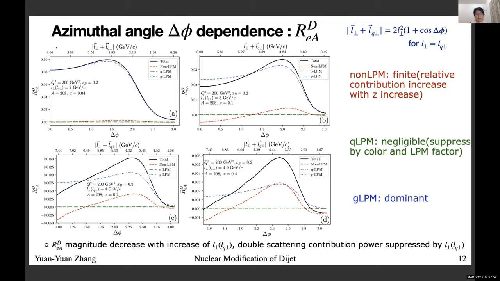In this plot, we have a double x-axis, and we show a full set of parameter results for the double scattering nuclear modification ratio. We see that the contribution from the non-LPM term, the red line, is finite, and its relative contribution increases when z increases. z is the longitudinal momentum fraction for one of the dijet. The quark LPM term, the green line, is negligible since it is suppressed by both color factor and LPM factor. The blue line is the dominant one. It comes from the gluon LPM term.